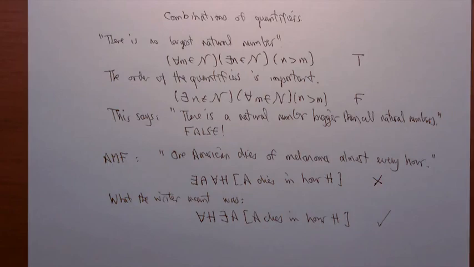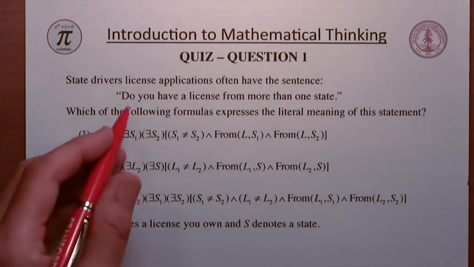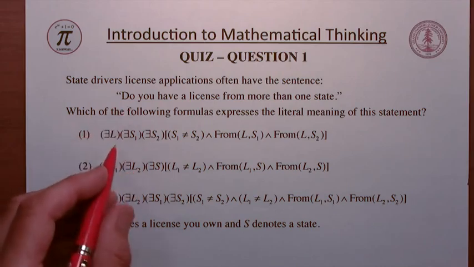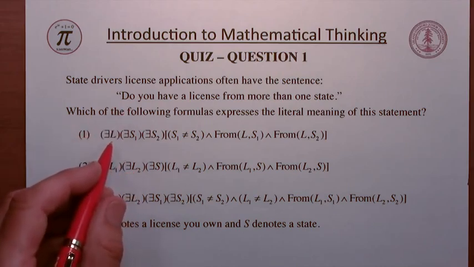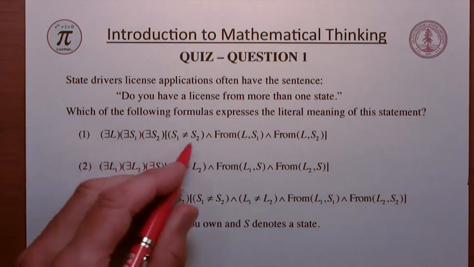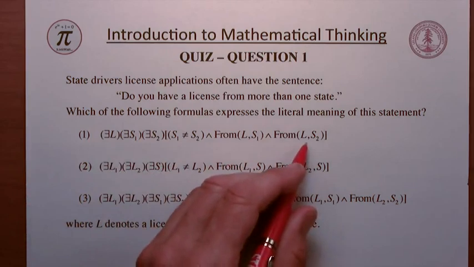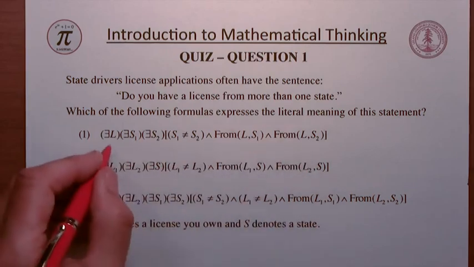Okay, I think it's time for a quiz. So how did you get on? Well, the literal meaning of this statement is captured by number 1. That's the literal meaning. It says there is a license for which there are 2 distinct states that license comes from. So this is the literal meaning.